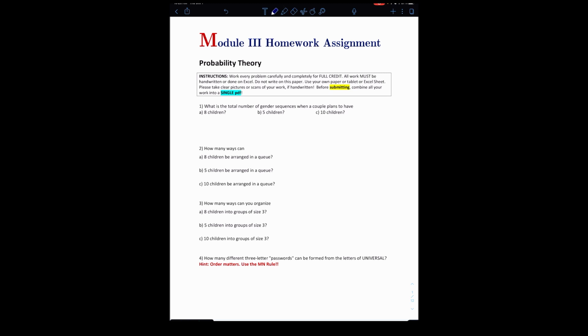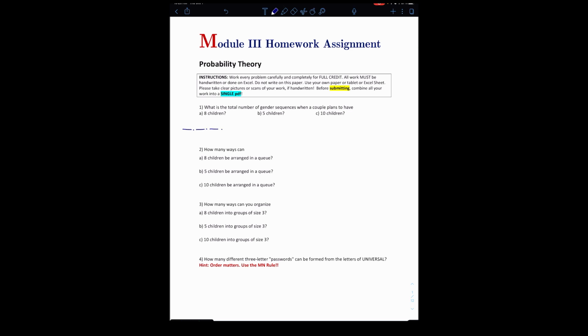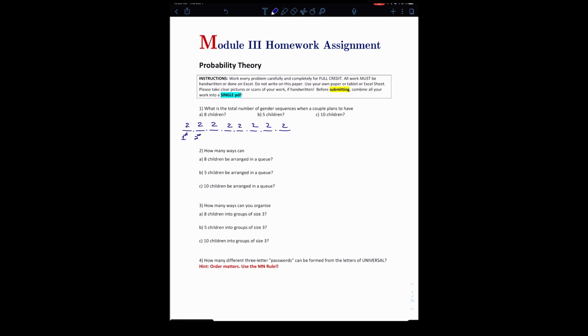We're going to have 8 positions. So 1, 2, 3, 4, 5, 6, 7, 8. And so 8 children. And for each one, we assume for the sake of simplicity that we have 2 genders. So each position has 2 genders, and there are 8 of them. So this is the first position, this is the second position, this is the third position, this is the fourth position, and so on. Fifth, sixth, seventh position, and eighth position. So these are the positions, always, and these are the number of choices for each position.